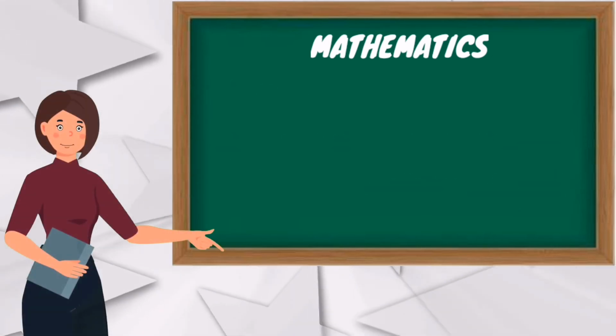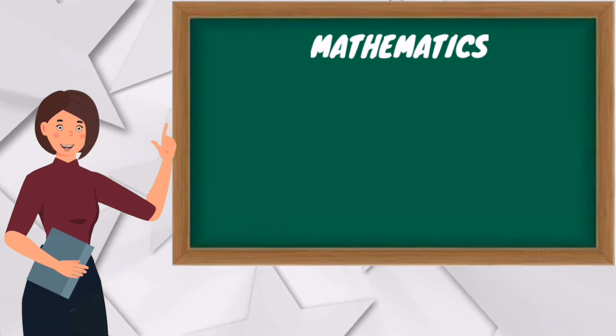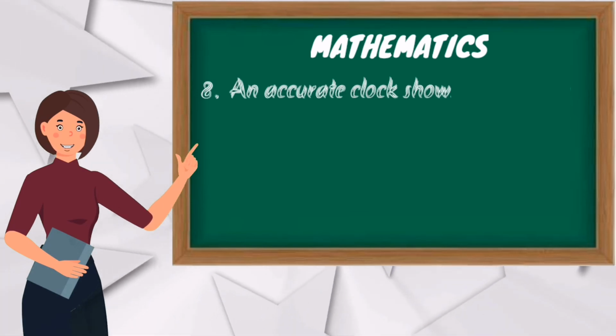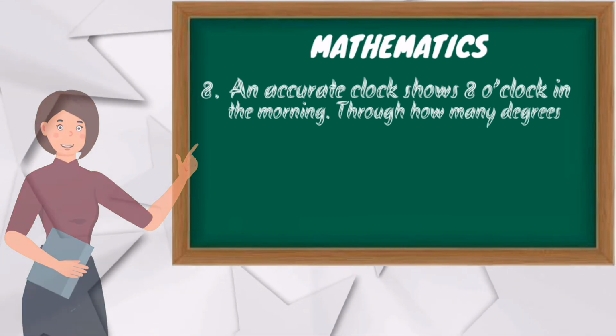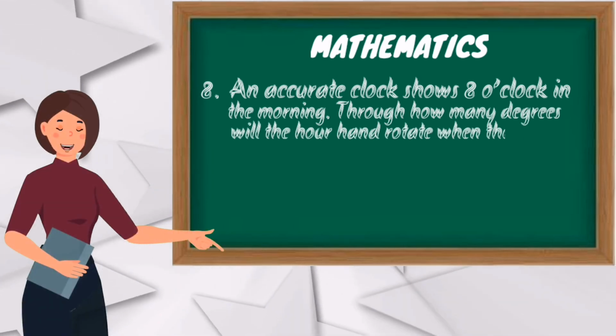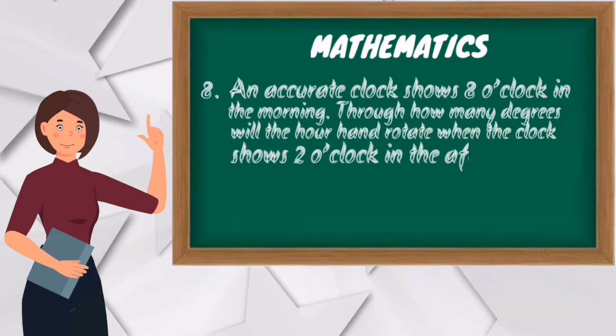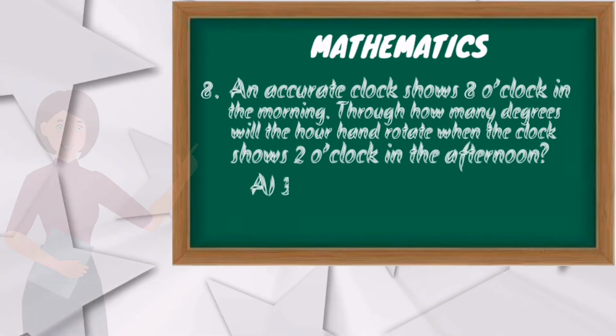Now moving on to the next type of question. An accurate clock shows 8 o'clock in the morning. Through how many degrees will the hour hand rotate when the clock shows 2 o'clock in the afternoon?